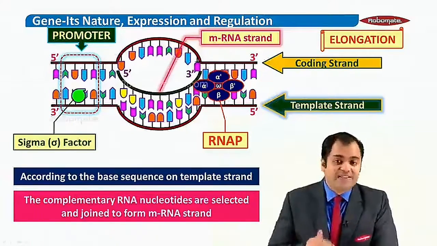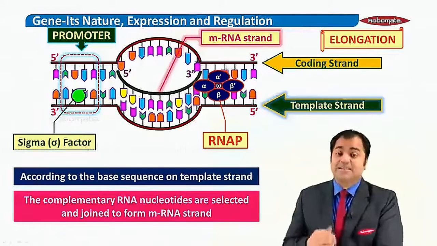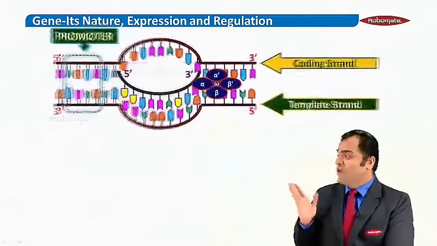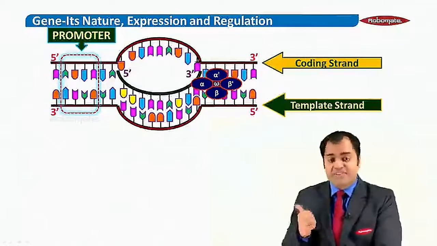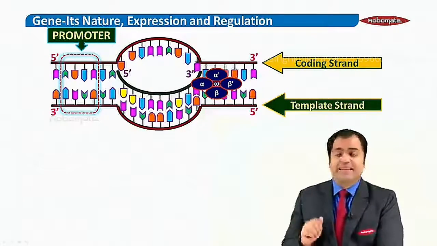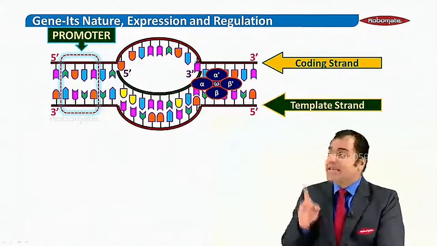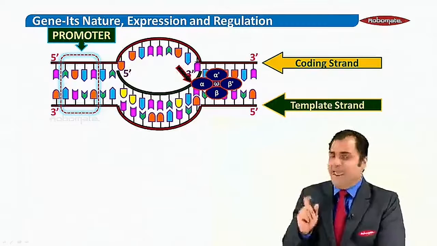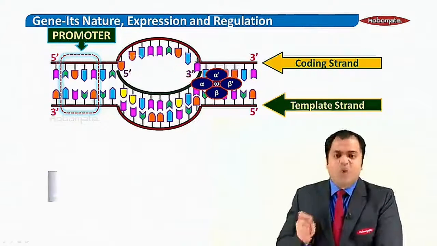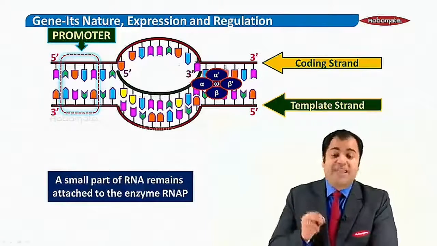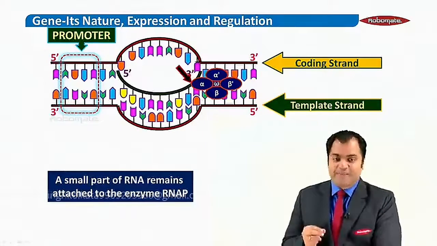Now comes the final step, which is called termination. Let us see what happens. I'm going to bring back this same molecule from the previous slide. You've already seen initiation happen. You also saw elongation happen. Now look carefully. Look at that arrow. What do you see? We see that a small part of RNA remains attached to the enzyme RNAP.